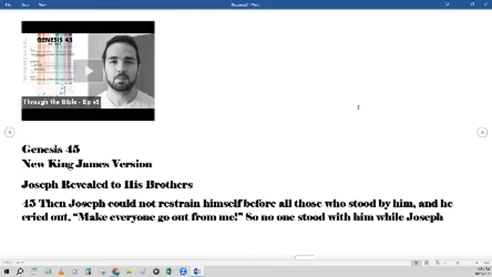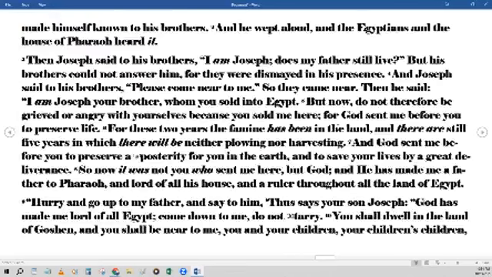Then Joseph could not restrain himself before all those who stood by him, and he cried out, make everyone go out for me. So no one stood with him while Joseph made himself known to his brothers, and he wept aloud, and the Egyptians in the house of Pharaoh heard it.